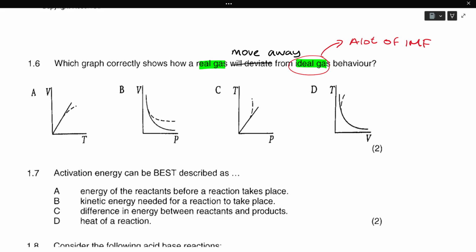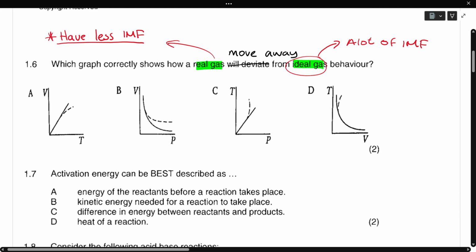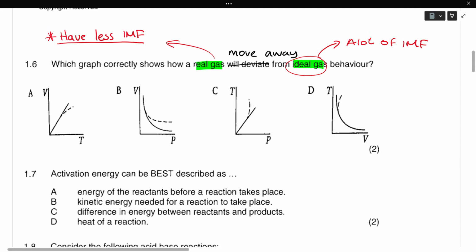So if a real gas is moving away from an ideal gas, what can we say about it? It's going to have less and less intermolecular forces. So that's going to be the key condition here. We're going to look for a condition where we have very little intermolecular forces. That bond is becoming very, very weak.